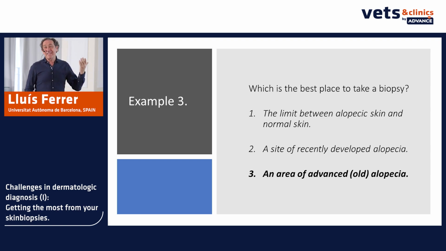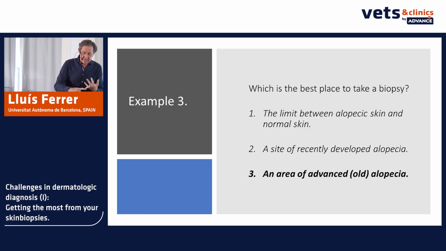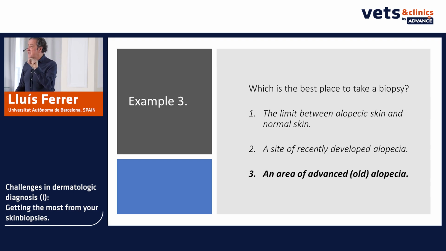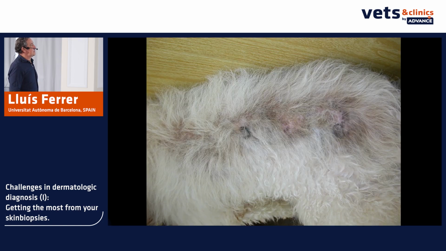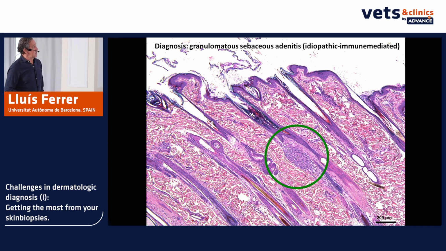Because we know that in all these alopecia conditions, endocrine disorders, follicular dysplasias, sebaceous adenitis, the changes develop slowly. And at the end of the process is when these changes in the hair follicle are most typical. And then is when we want to take the biopsy to understand what is going on. We don't want to take a biopsy of the early changes because they are not so clear. So we selected the different areas, and this is the result of the biopsy.